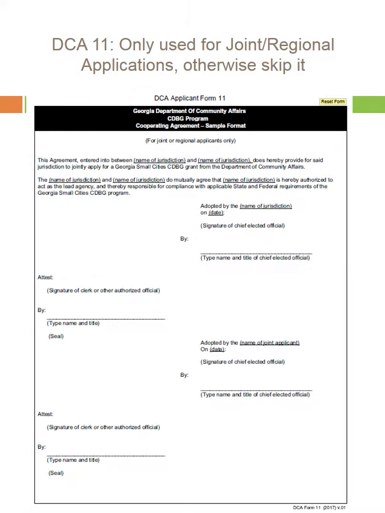DCA 11 is a cooperating agreement that's necessary if multiple governments are applying for the grant together. Most of our grants are submitted by a single local government, but if you are involved in a joint 2-community grant or regional with more than 2 communities, then we want to make sure we have signatures from each of the local governments acknowledging their involvement in the award.